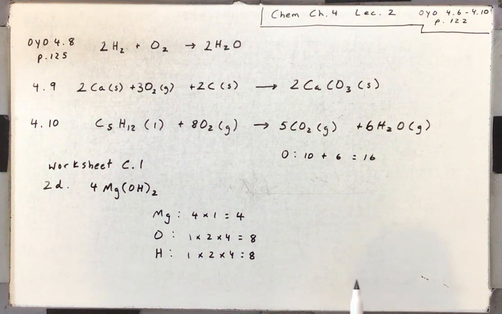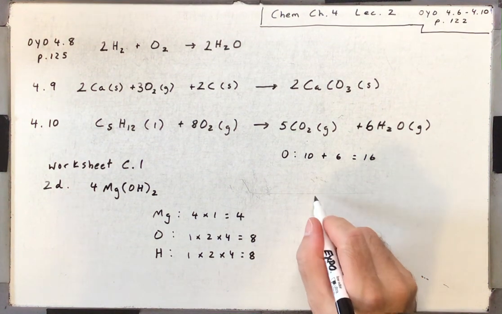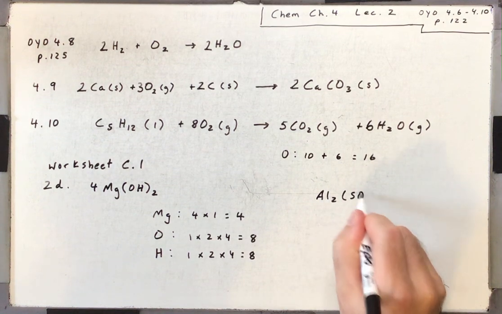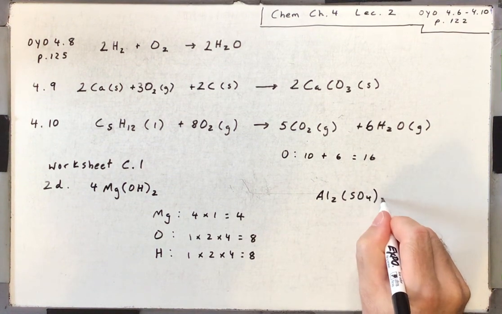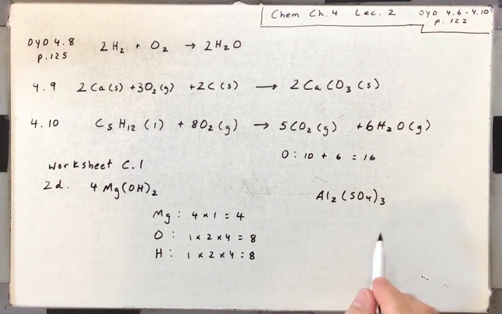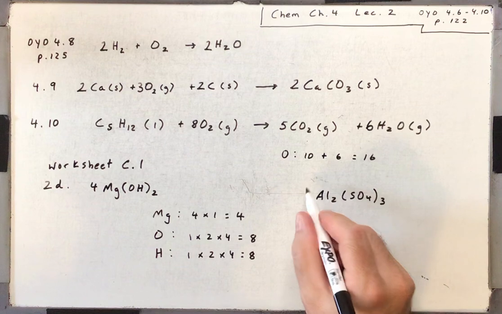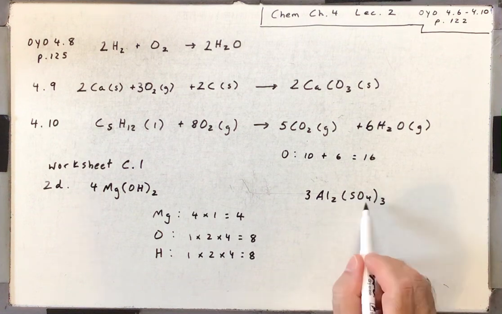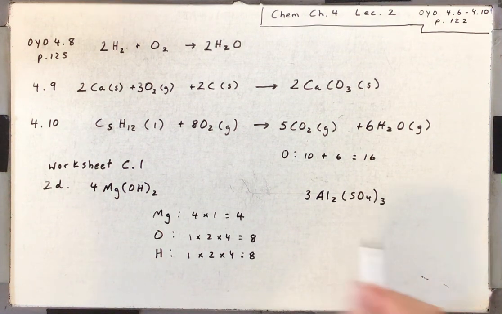So let me just make up one. Let's say we had Al2(SO4)3. So this isn't on the worksheet. I'm just giving you a freebie just to make sure you understand. And let's say there's a 3 out front. So this is a little fancier. The name of this compound is aluminum sulfate. Okay, you'll learn that in Chapter 9.